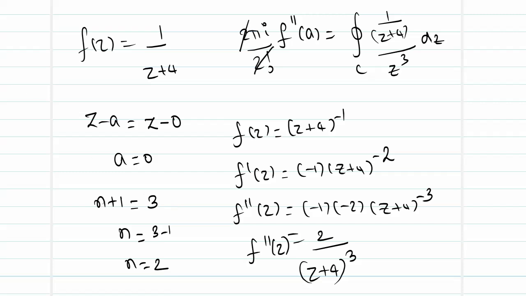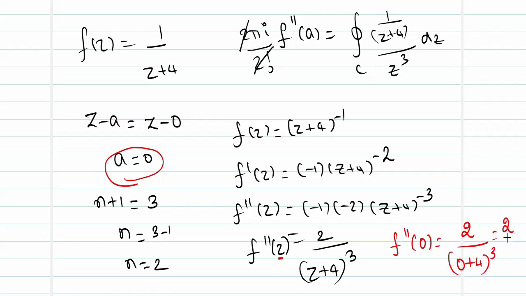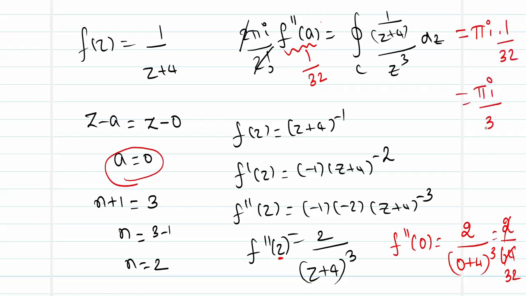What is our requirement? I want the value at the point a equal to 0. So f double derivative of 0 becomes 2 divided by 0 plus 4 the whole cube. So it is 2 divided by 4 cube, which makes it 64. This goes 32 times. So the value of f double derivative of a becomes 1 divided by 32. Hence the value of the integration over here is pi i into 1 by 32. So that makes it pi i divided by 32.